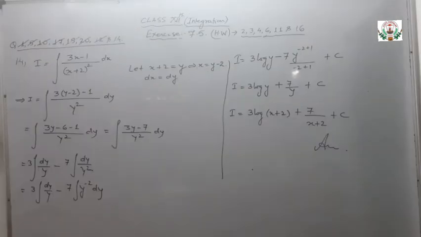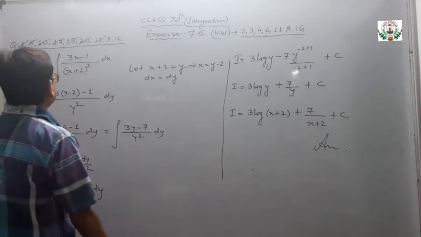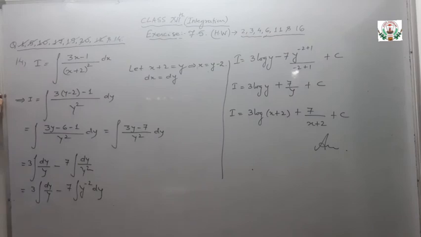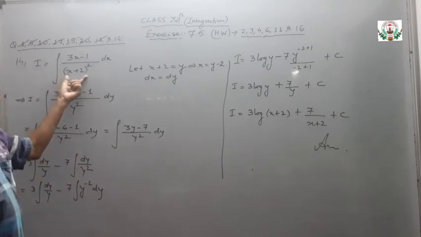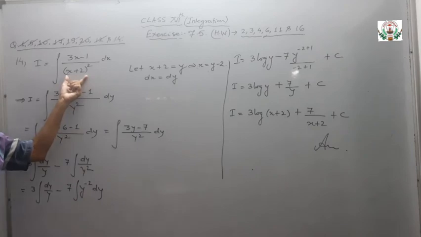Now, today's last question, question number 14: I equals the integration of (3x minus 1) upon (x plus 2) the whole square dx. So, this we can solve by a very shortcut method. If there is a repetition of a single linear factor, then only we can apply this method.